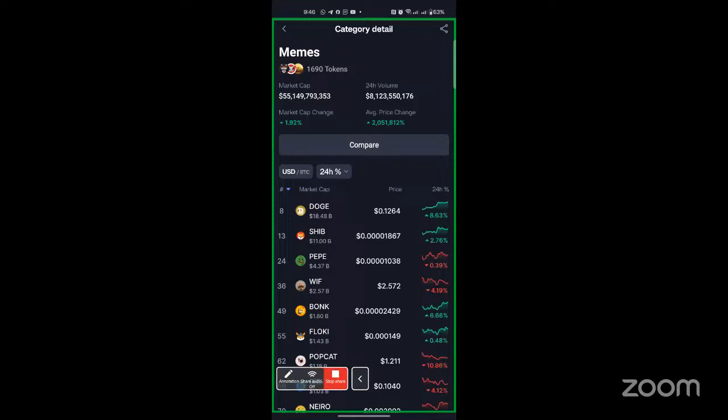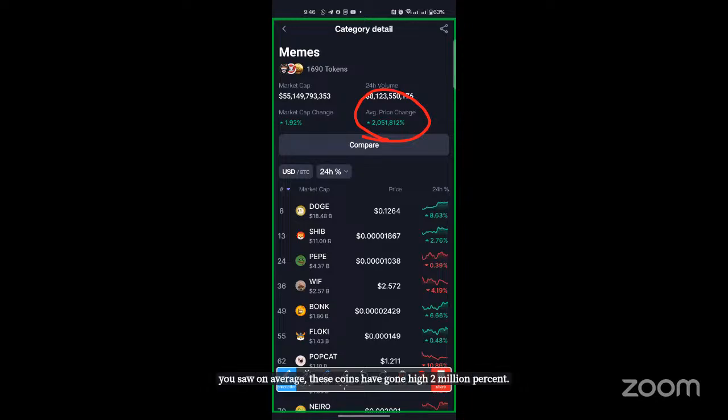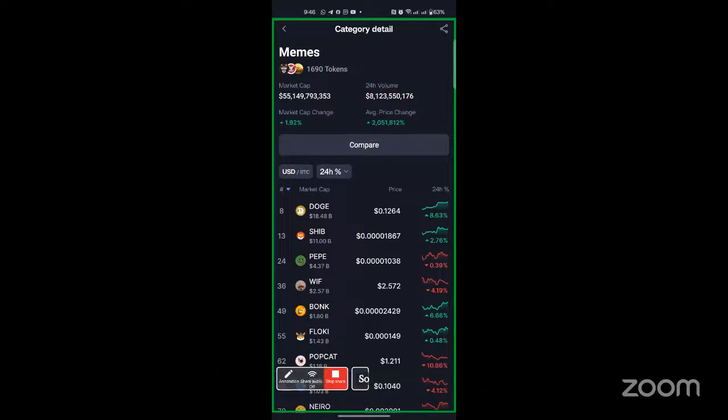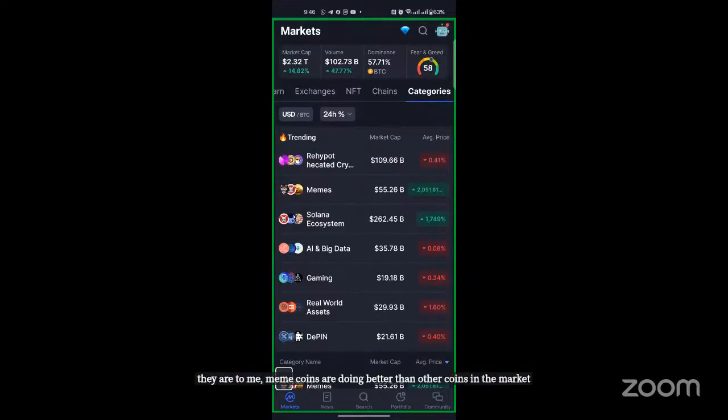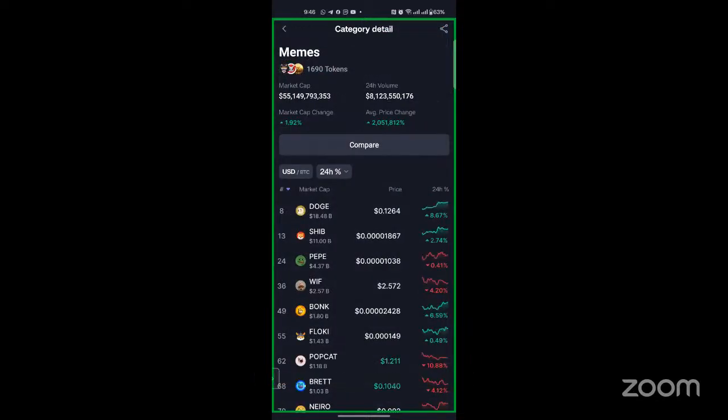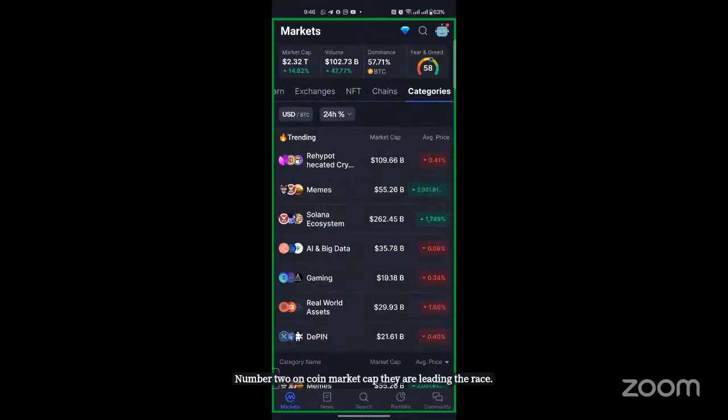You see, on average, these coins have gone up 2 million percent. To me, meme coins are doing better than other coins in the market. And you see here, they are trending number two on CoinMarketCap. They are leading the race. They are up by 2 million percent on average. So we cannot take them for granted. I hope I've answered. I would say picking meme coins would give you a better move in the market.